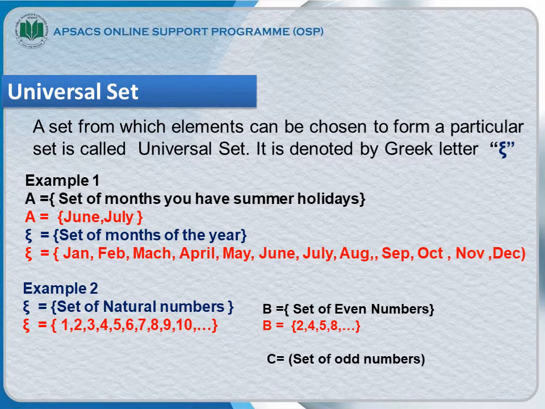Next, one more example. We have a set C, the set of odd numbers. In the universal set, we also have odd numbers 1, 3, 5, 7, 9, and so on. So set C is a subset of the universal set. Both sets were chosen from the universal set, and both sets are subsets of the universal set. I hope you understand this, right?